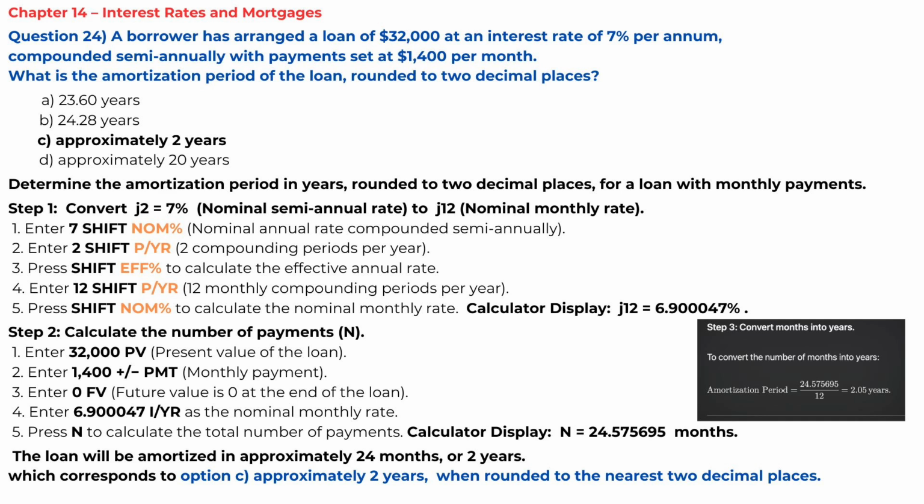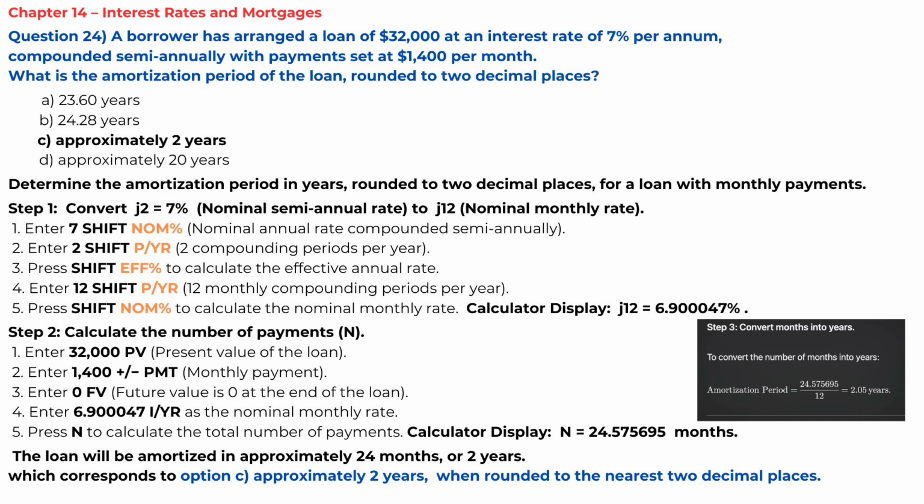Step 1. Convert J2 equals 7% nominal semiannual rate to J12 nominal monthly rate. 7, shift NOM. 2, shift PYR. Shift effective. 12, shift PYR. Shift NOM. Calculator displays 6.900047. So J12 equals 6.900047. Step 2. Calculate the number of payments N.